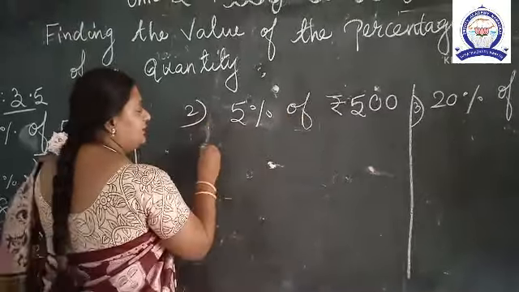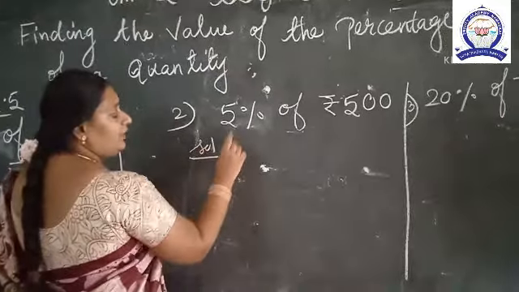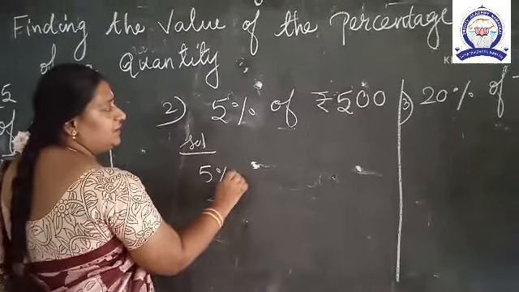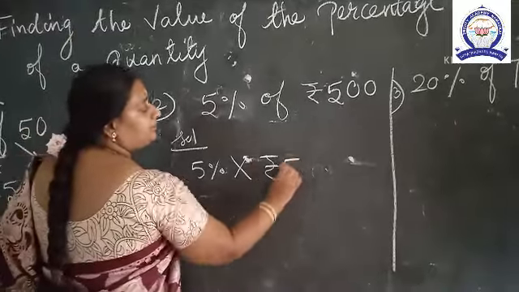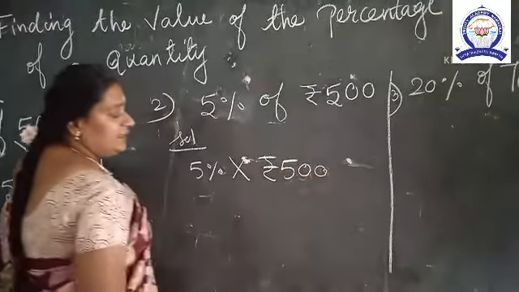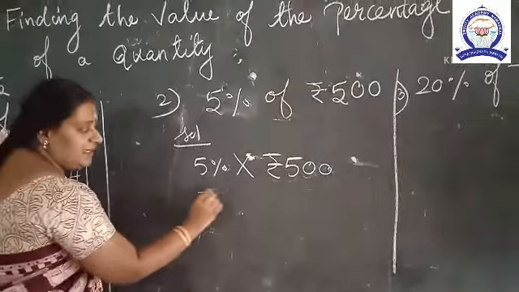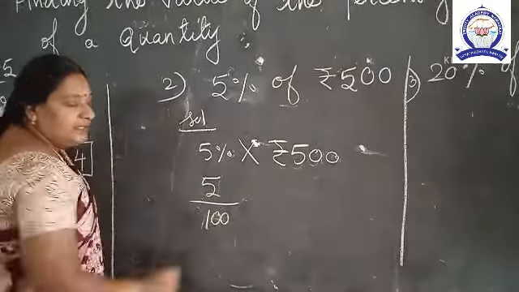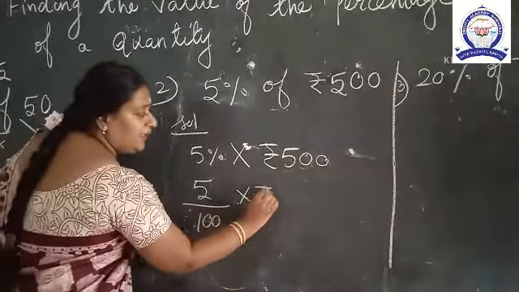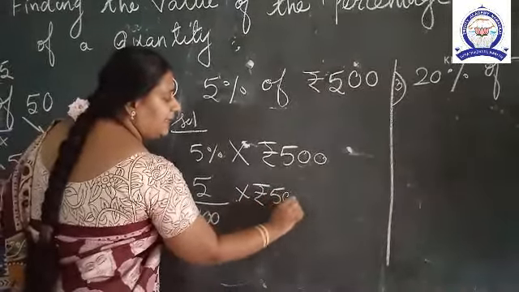Okay, listen. So solution, 5%. So ஆஃப்ங்கறதுல என்ன பண்ணும்? Into rupees 500. Next step, 5% can be written as 5 by 100 into rupees 500.